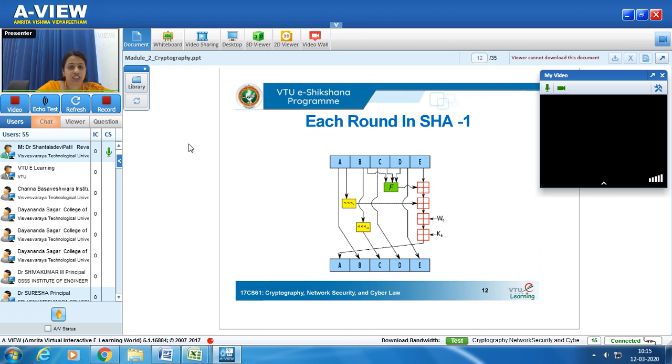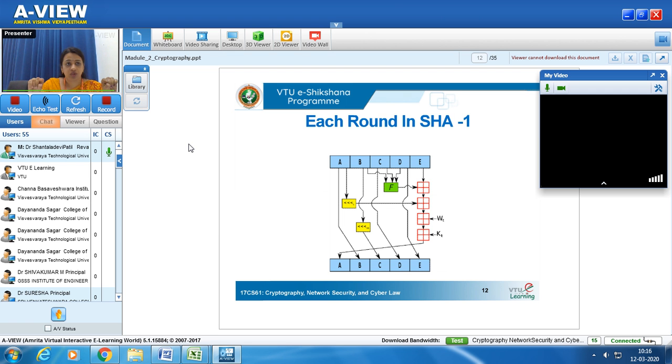So let's look at this diagram. The input of ours, which is 160 bits, is divided into 5 blocks of 32 bits. So we get A, B, C, D and E. All these are registers where we are storing the bits. Now let us try to relate this particular round to the Feistel cipher.